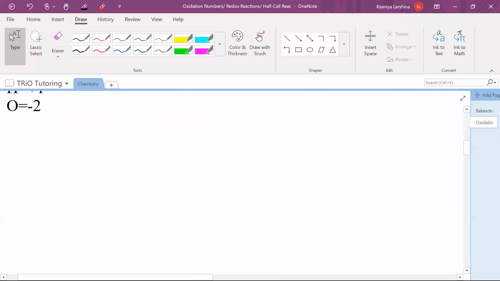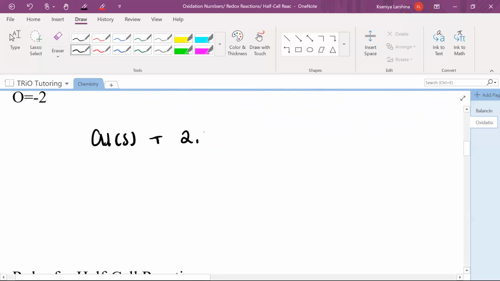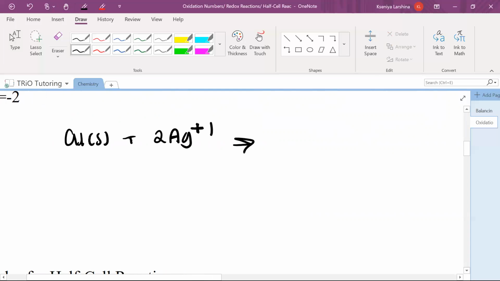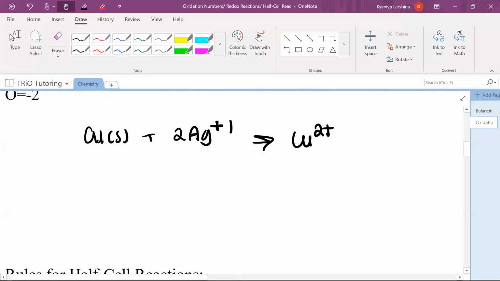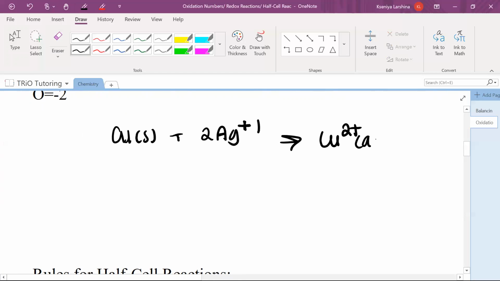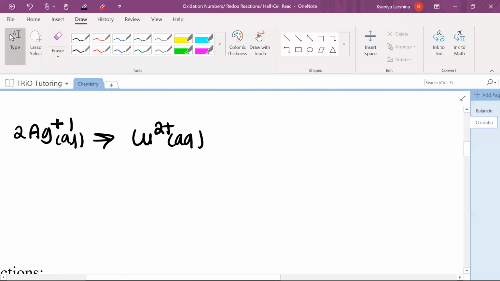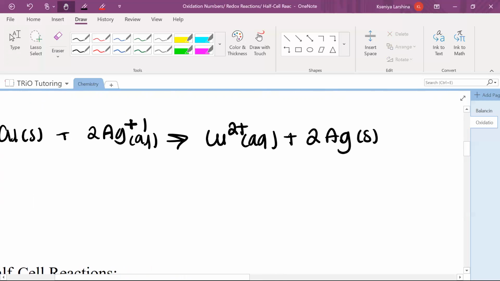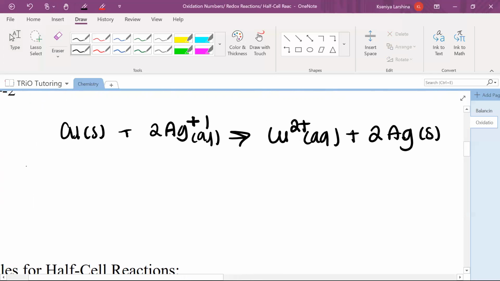Okay, let's do some redox reactions. An example of a redox reaction is copper solid plus 2 silver +1 cations going into copper cation, aqueous, and 2 silver solid.